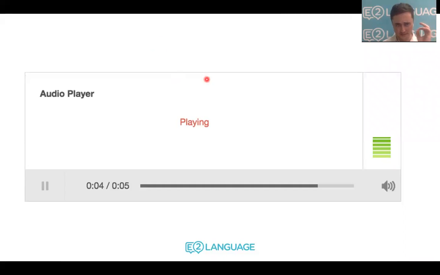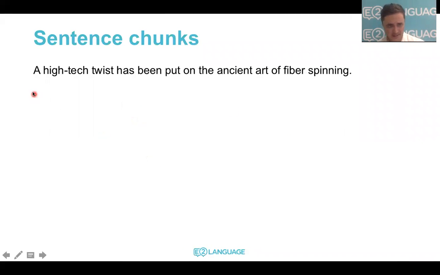I'm just going to show you the answer here. The answer is, and this can happen, the first part of the sentence might throw you and your brain thinks, what? But don't worry, just keep listening and try and get the rest of the sentence. Remember to fake it, even if you say, a high has been put on the ancient art of fiber spinning. A high-tech twist has been put on the ancient art of fiber spinning.